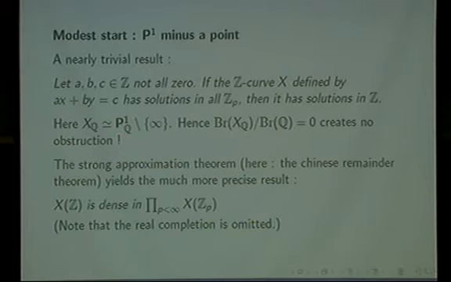Okay? And here, the variety, of course, X_Q is equal to P1_Q minus infinity. Okay? So if you compute the Brauer group, there's no obstruction. And in fact, there's a local-global principle here. Okay? In fact, the strong approximation theorem gives a stronger result. It says that the integral points are dense in this product. They're dense in this product, but we omit the reals. It would be wrong if you put the reals as well. Okay?